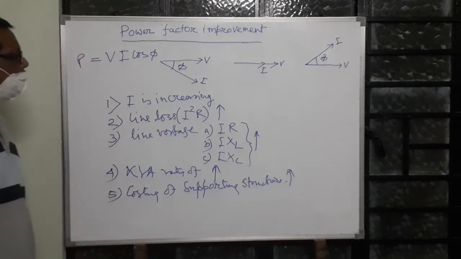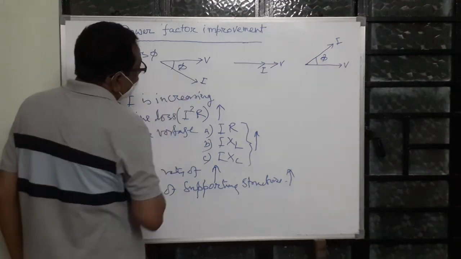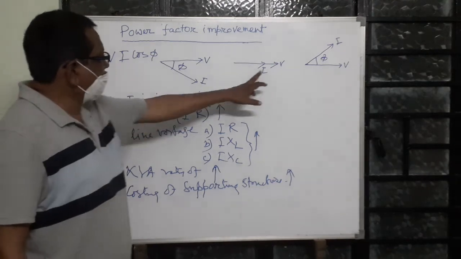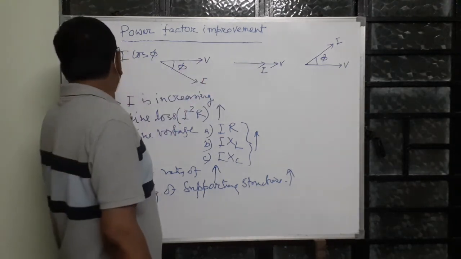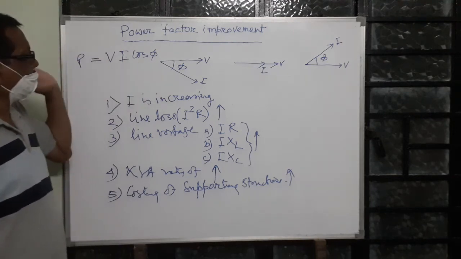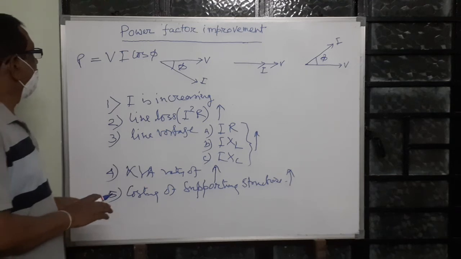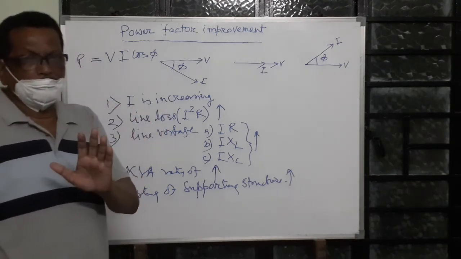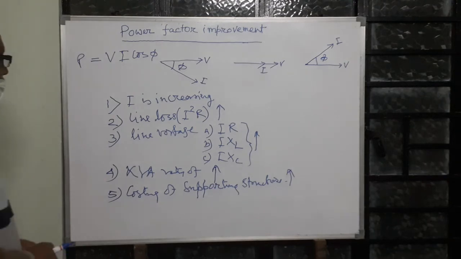That means improve the power factor. So the angle tends to 0 degrees, so power remains the same. This is called power factor improvement. There are several types of processes for power factor improvement.